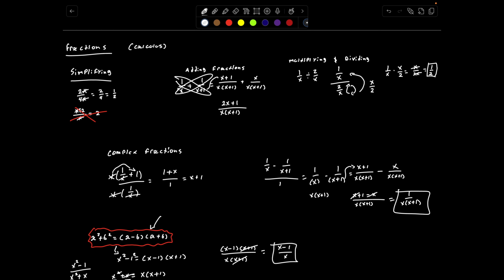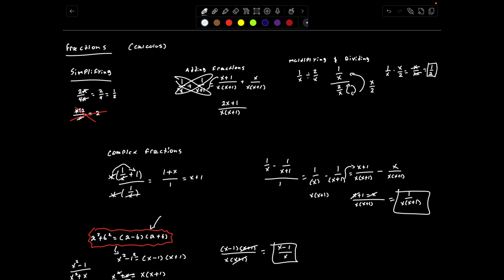Don't rush fractions. Always find a common denominator. Don't cancel across addition. Use factoring when needed and clean things up step by step. If you get this down, limits become way easier.